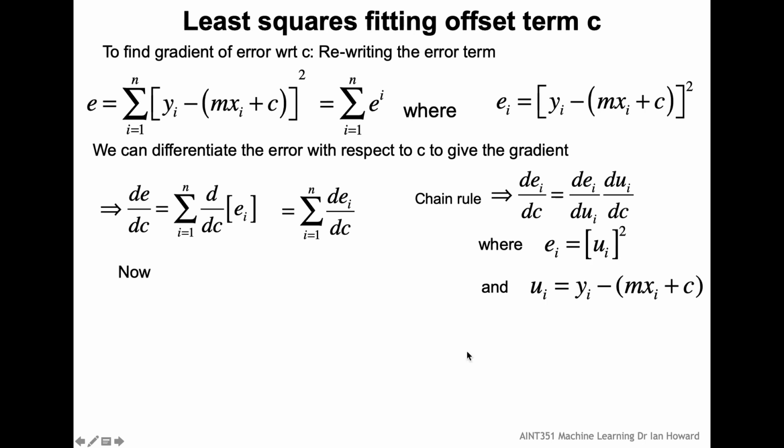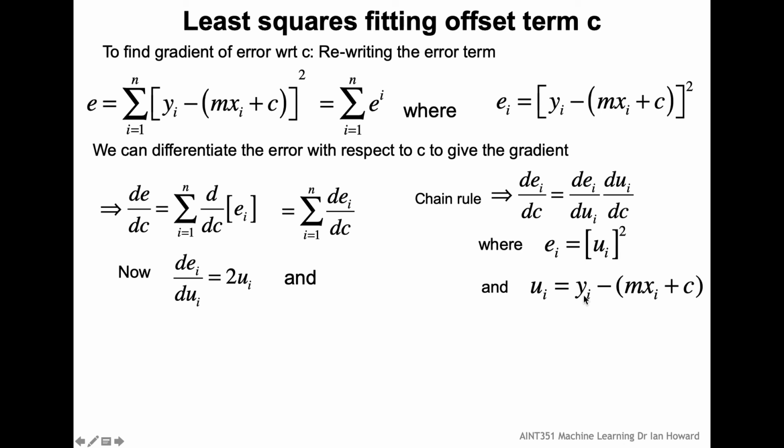And now all we have to do is calculate this bit here, dEI/dUI, right? So we look at, again, EI equals UI squared. So just like x squared goes to 2x, differentiating this goes to 2UI, nice and simple. And this one's even simpler now. So we've got to differentiate this expression here now with respect to c, right? So we want dUI/dC.